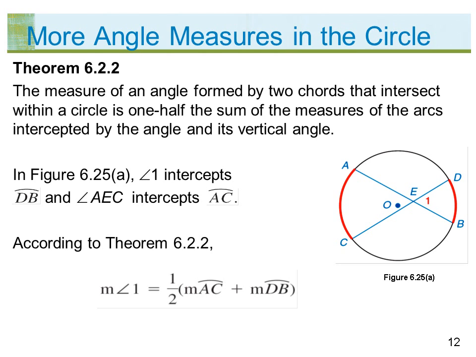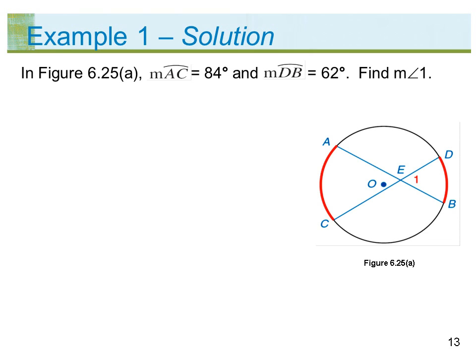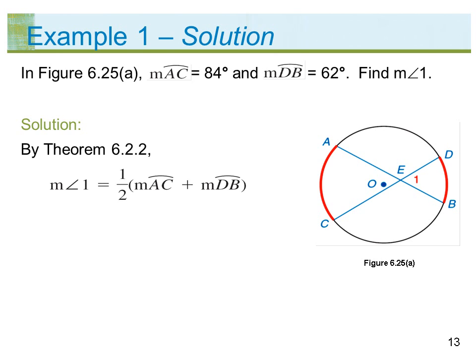measure of arc DB. In figure 6.25a, the measure of arc AC equals 84 degrees, and the measure of arc DB equals 62 degrees. Find the measure of angle 1. Solution: by theorem 6.2.2, measure of angle 1 equals 1/2 the sum of the measure of arc AC plus the measure of arc DB. This equals 1/2 the sum of 84 degrees plus 62 degrees, equals 1/2 of 146 degrees. Measure of angle 1 equals 73 degrees.